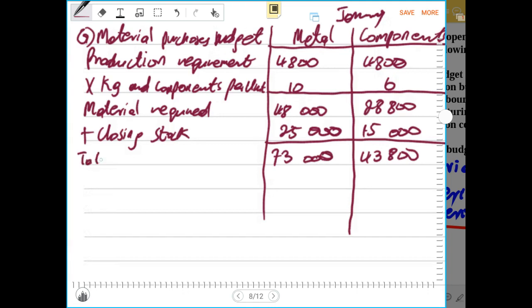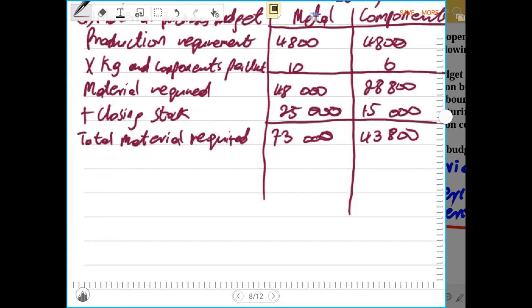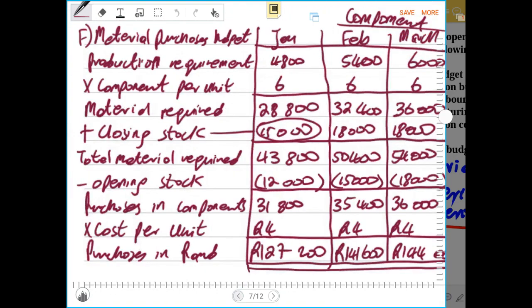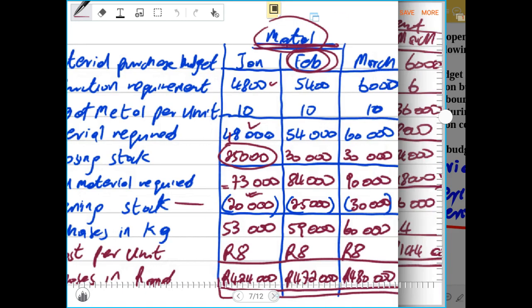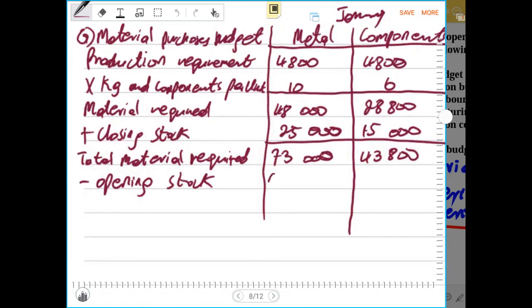This will be total material required, not purchases, total material required. Then our total material required will be all these units. Then we say less opening stock, and we go and check our opening stock for the metal in the month of January. Our opening stock was 20,000. Yes, opening stock 20,000 is the opening in the month of January. Therefore now we say less 20,000.